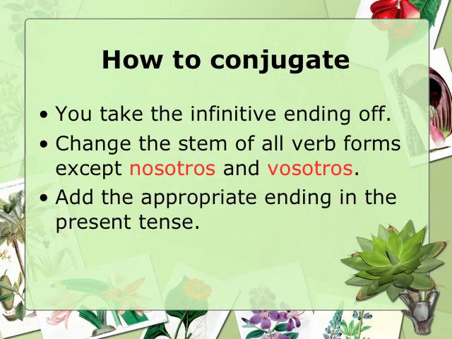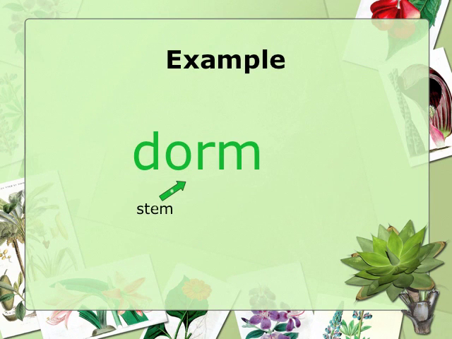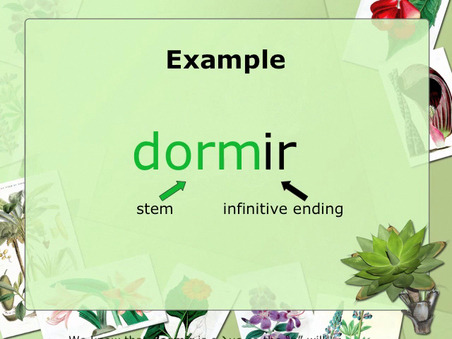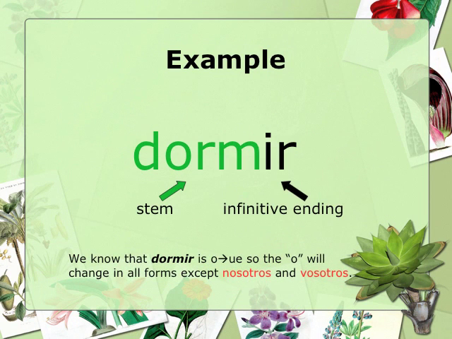So how do we conjugate these verbs? As always, we take the infinitive ending off, and then we change the stem of all the verbs except for nosotros and vosotros, and then we add the appropriate present tense ending. So let's look at an example. We have dormir, which is an O to UE stem changing verb. I know this because it's on my list, not because it has an O in it, but because it's on my list of O to UE stem changers. So we change that O to UE in all the forms except nosotros and vosotros.